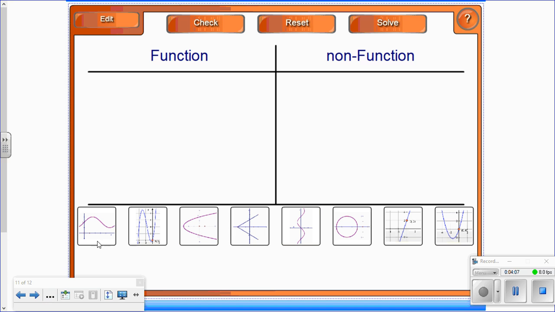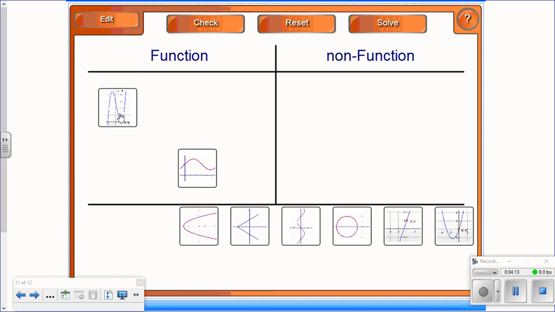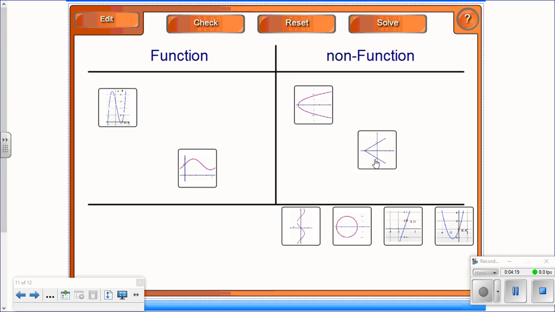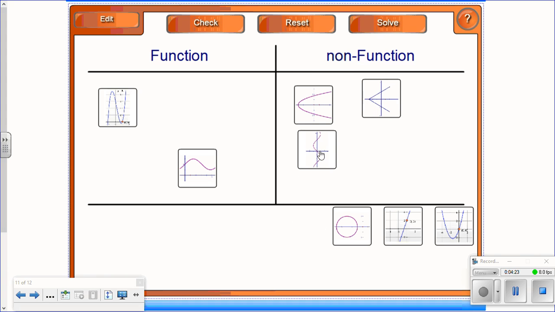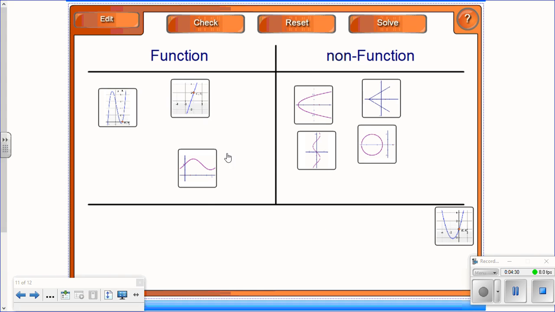So let's try some of these. Is this a function? Yes. Is this a function? Yes. This one is not a function. Look at that vertical line test. This one, no, not a function. This one, no, not a function. No, not a function again. This one is a function, and yes, this one is a function also.